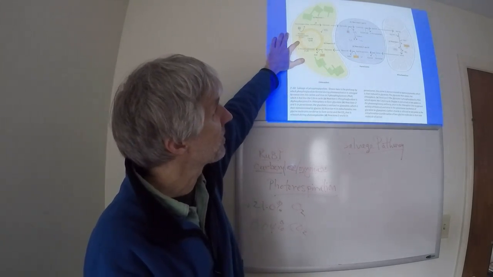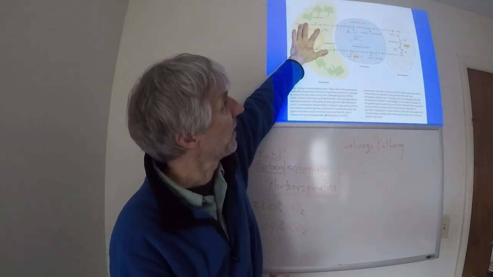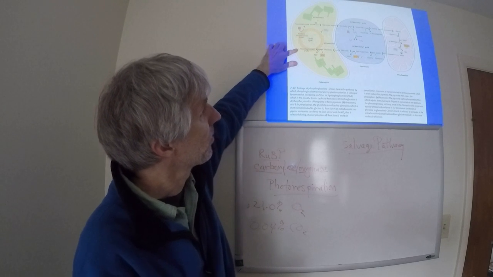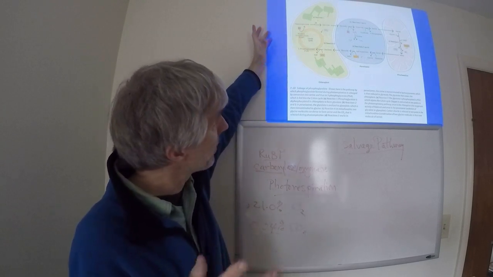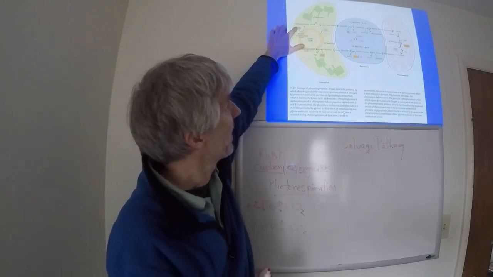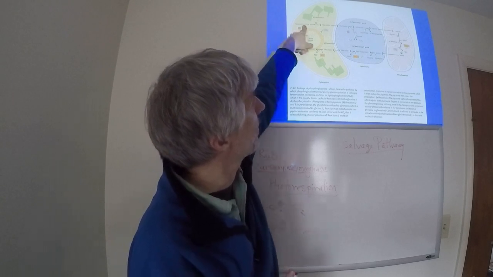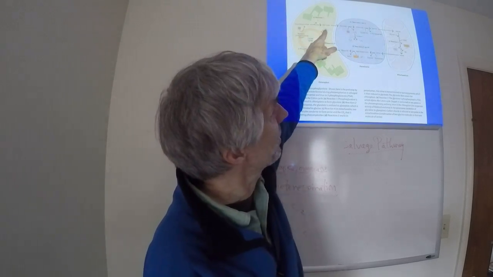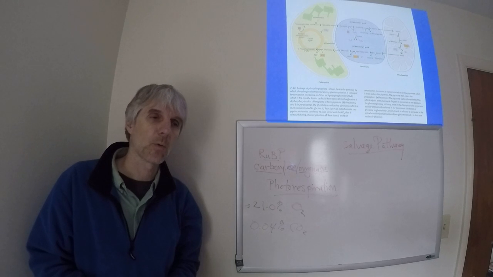Here is the Calvin cycle as we've already done it. If it picks up CO2, we make PGAL, and we make everything we want to make. If, on the other hand, you pick up oxygen, you make phosphoglycolate, which gets converted to glycolate. Now, what do you do with glycolate?